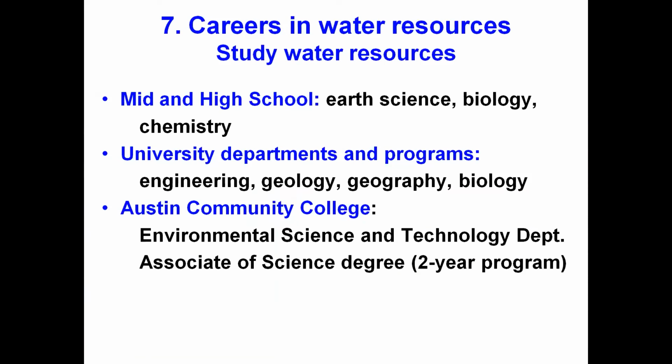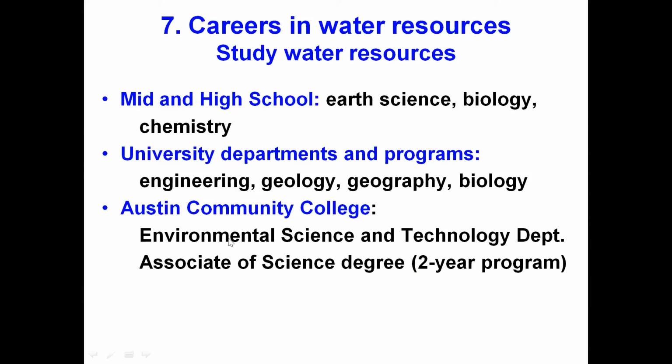And so I'll end up here with careers in water resources. Those of you in middle and high school, if you're interested in water resources and earth science, you can study earth science, biology, and chemistry in your school. And then if you go to the university, they have programs too. A lot of people that study engineering, geology, geography, and biology can become a hydrologist.